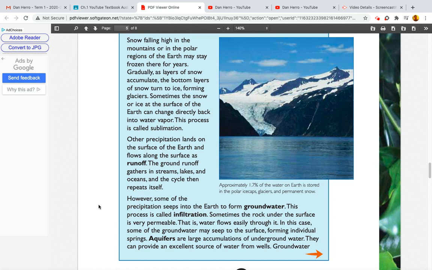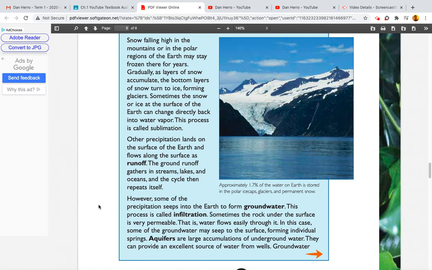However, some of the precipitation seeps into the Earth to form groundwater. This process is called infiltration. Sometimes the rock under the surface is very permeable, that is, water flows easily through it. In this case, some of the groundwater may seep to the surface, forming individual springs.